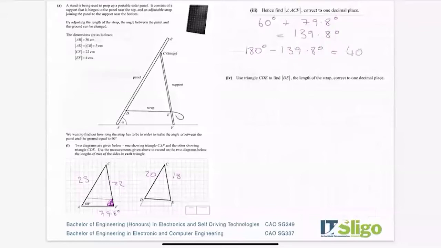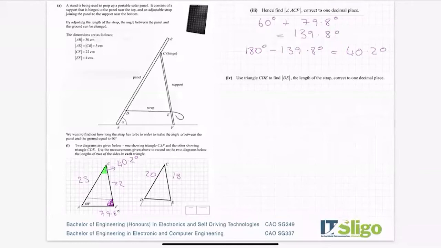And you get 40.2 degrees, okay? So now we know this little one up here is 40.2 degrees. Okay. And then the last bit says, use triangle CDE to find DE, the length of the strap.